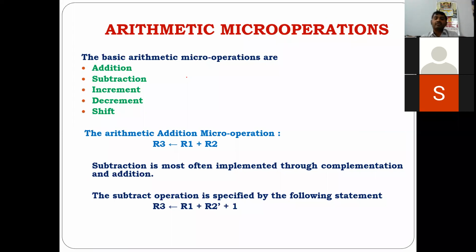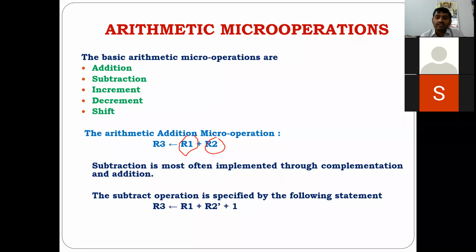So as you are aware, arithmetic means addition and subtraction. Similar to that, we are including a few more, that is increment and decrement, and also a shift. So addition is very simple. Addition micro operation is very simple. To perform an addition, you need two numbers. These two numbers will be stored in register R1 and register R2.